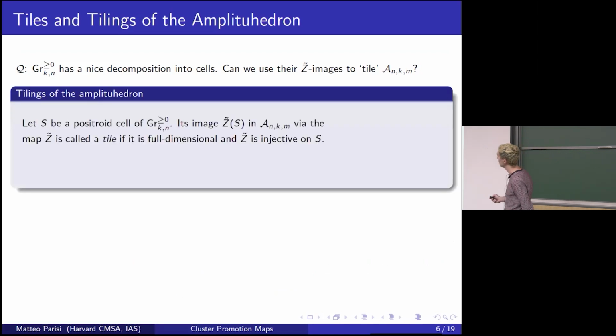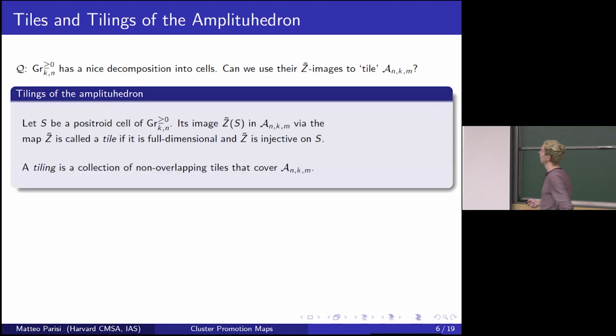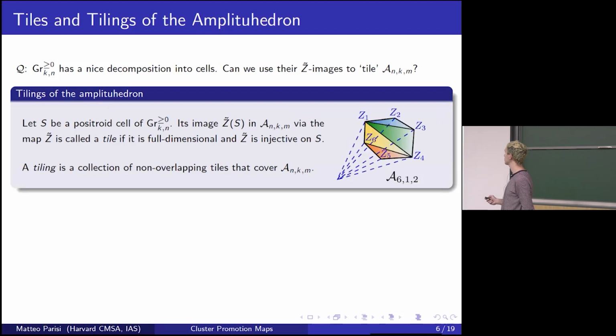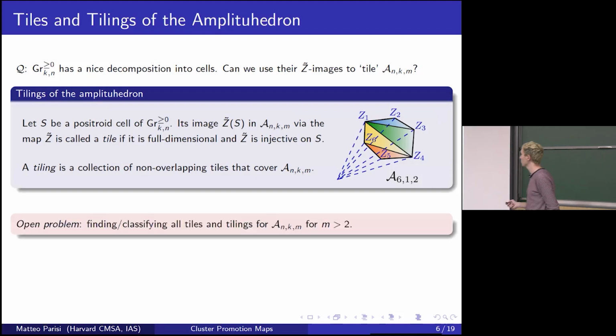This motivates the definition of tile. So if you have a positroid cell S, its image in the amplituhedron via the Z tilde map is called a tile if it's full dimensional and if the map Z tilde is injective on S. And a collection of tiles that is not overlapping and covers the amplituhedron is called a tiling. When the amplituhedron is a convex n-gon, which is a very well-known case, tilings are just triangulations of n-gons. So it's an open problem to find and classify all tiles and tilings when m is greater than 2.